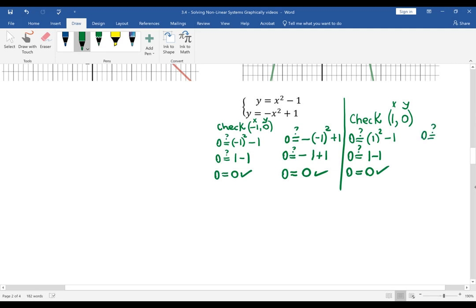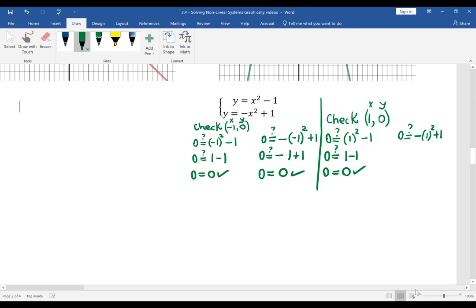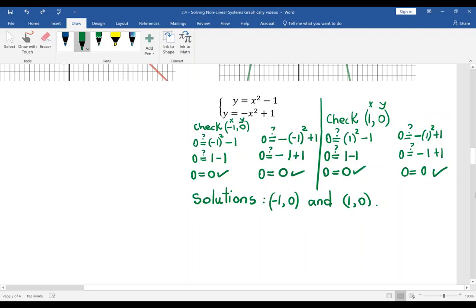Is it equal to negative? The negative is not affected by the power of 2, so it stays outside. 1 in parentheses to the power of 2 plus 1. Let me move my screen a little bit, like that. So now let's see. 0, is it equal to -1 plus 1? Yes. 0 equals 0. The solutions of the system are the points -1, 0 and 1, 0.